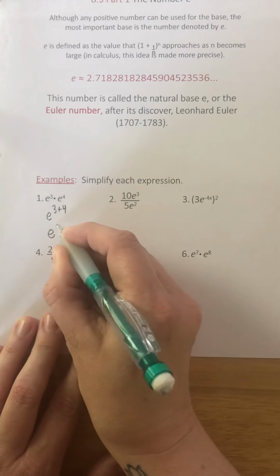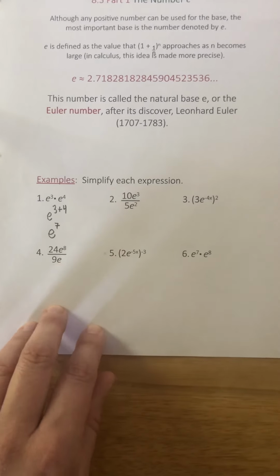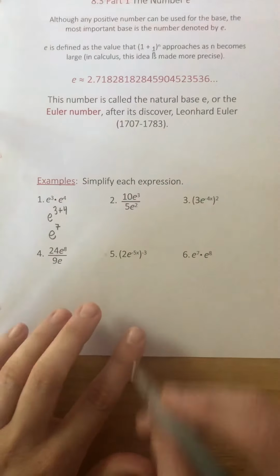And so 3 plus 4 would give us 7. So we would have e to the 7th power. And that's all we need to do. We don't need to plug it into the calculator to find out what that equals. We're just going to leave it e to the 7th power. Now, example number 2, we're not multiplying, we're dividing.